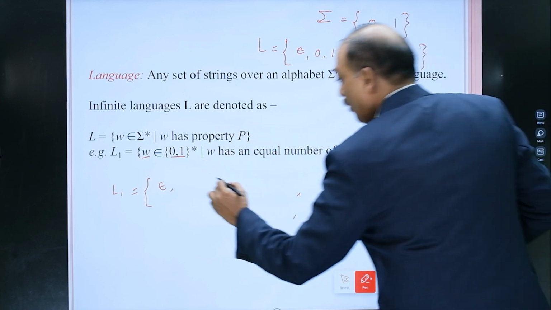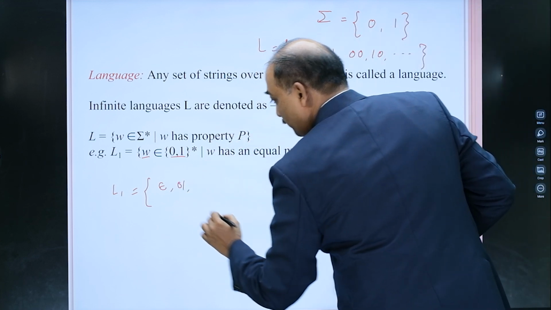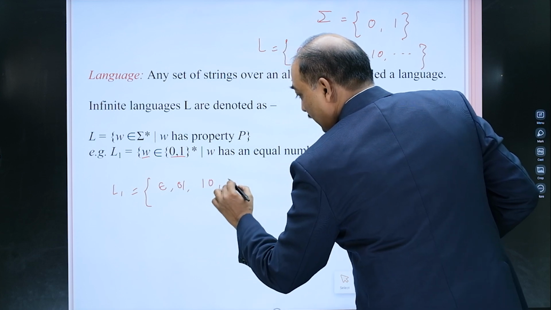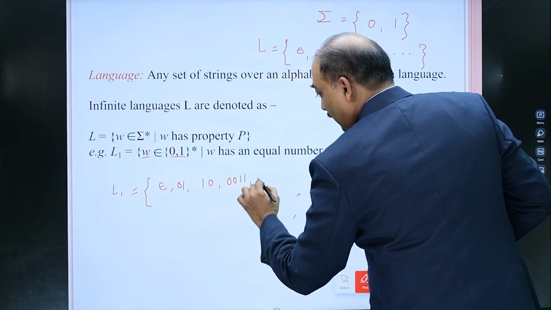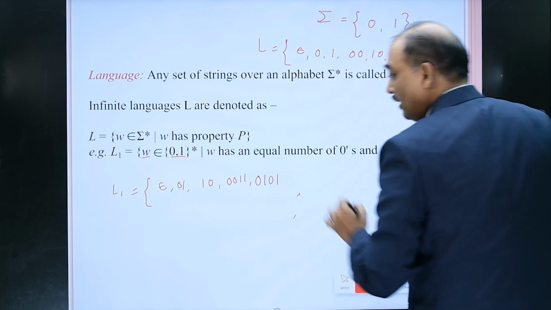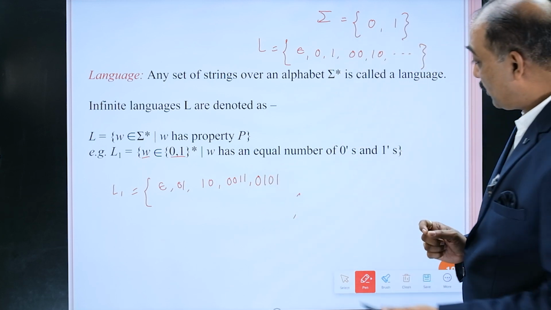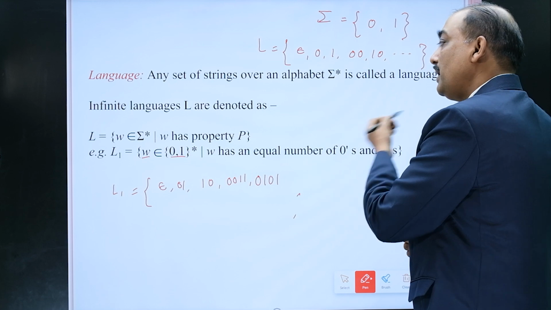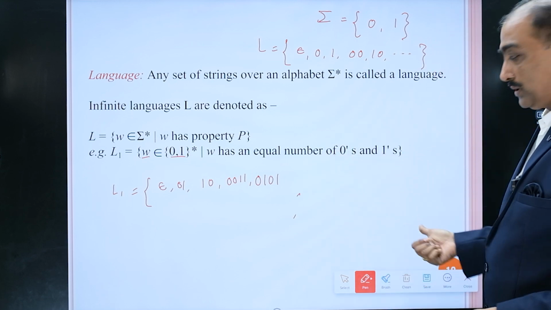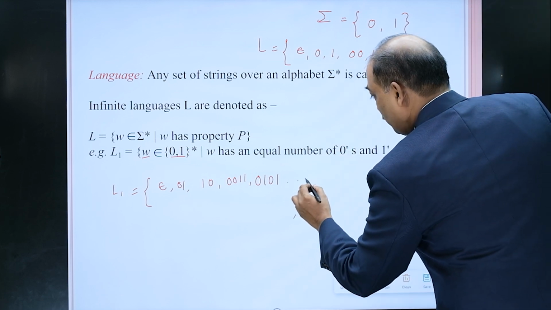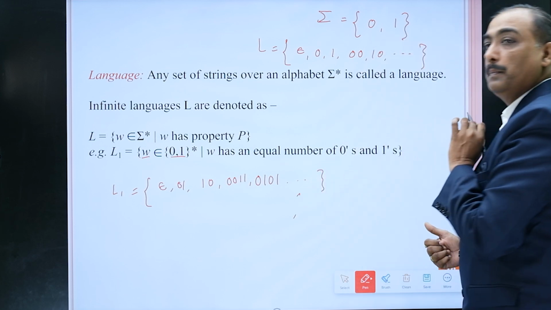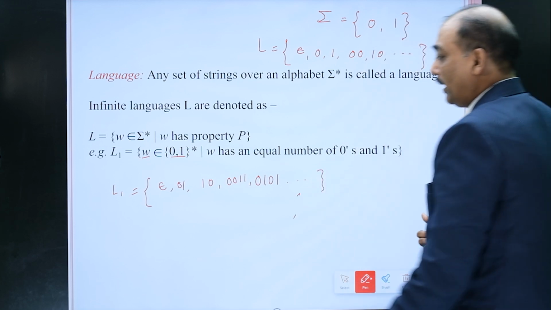Then I can have 0 1, I can have 1 0, I can have 0 0 1 1, I can have 0 1 0 1. I'm not commenting on the sequence of these zeros and ones. What is commented here is the equal number of zeros and ones. How many strings? Again, it can be infinite. This is called a language.